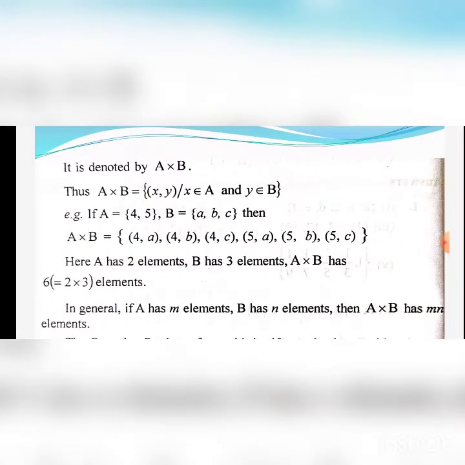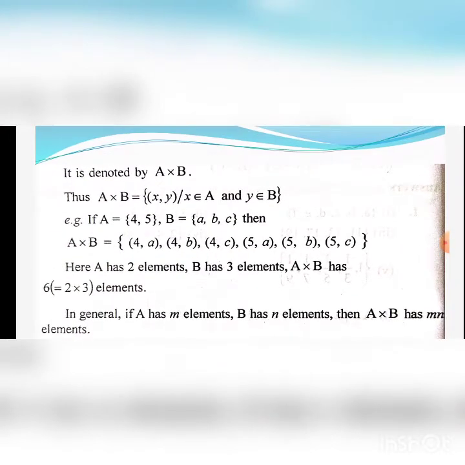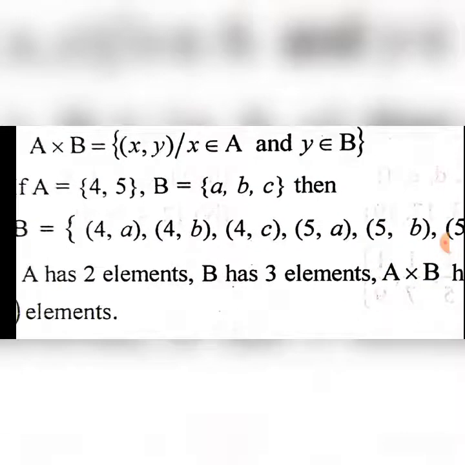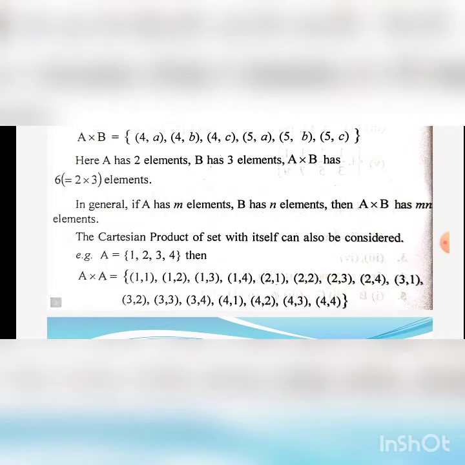Okay, here A has two elements. You can see in the set A there are two elements and B has three elements. So A cross B has 2 into 3, means total 6 elements. You can see here in the set A cross B there are 6 elements. So in general, if A has m elements and B has n elements, then A cross B has m into n elements. Okay, the Cartesian product of set with itself can also be considered.